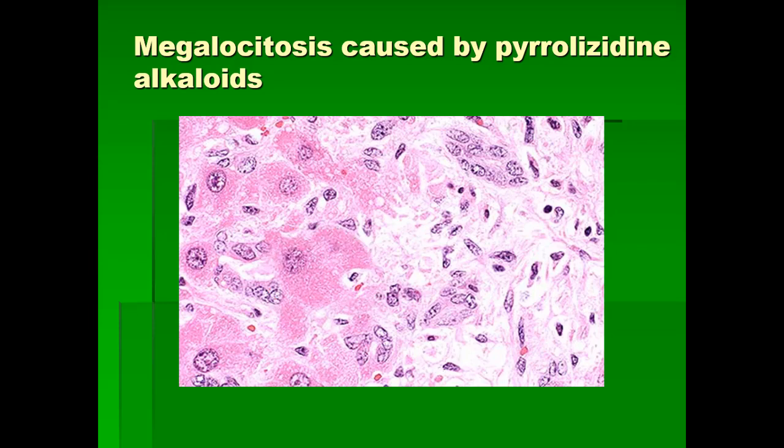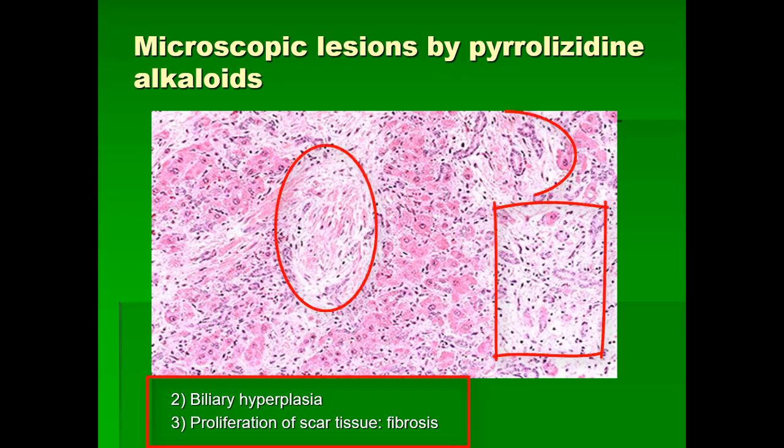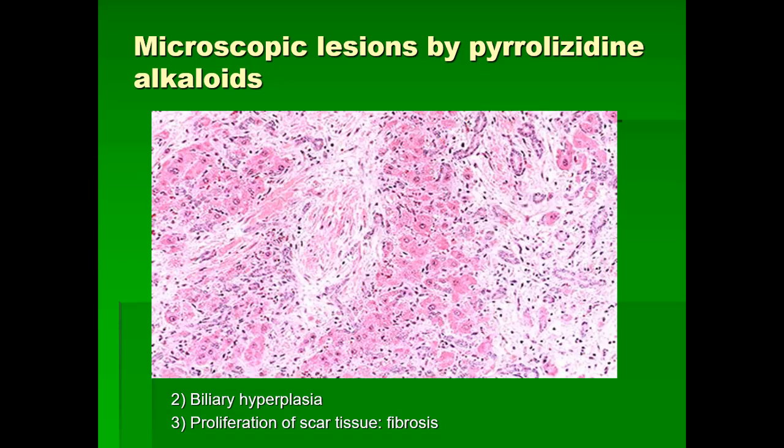And with the death of a large number of hepatocytes, the necrosis triggers a regenerative response, which is accompanied by bile duct proliferation. So the three primary lesions of pyrrolizidine alkaloid poisonings are going to be hepatocytomegaly, fibrosis, and bile duct proliferation. And these lesions are both dose and time dependent. On this image, both the fibrosis and the biliary hyperplasia are very clear to identify.